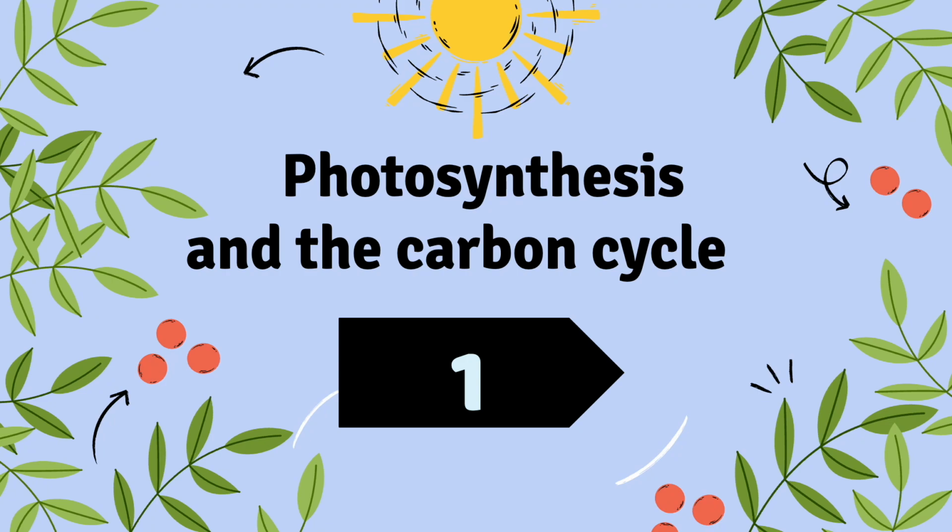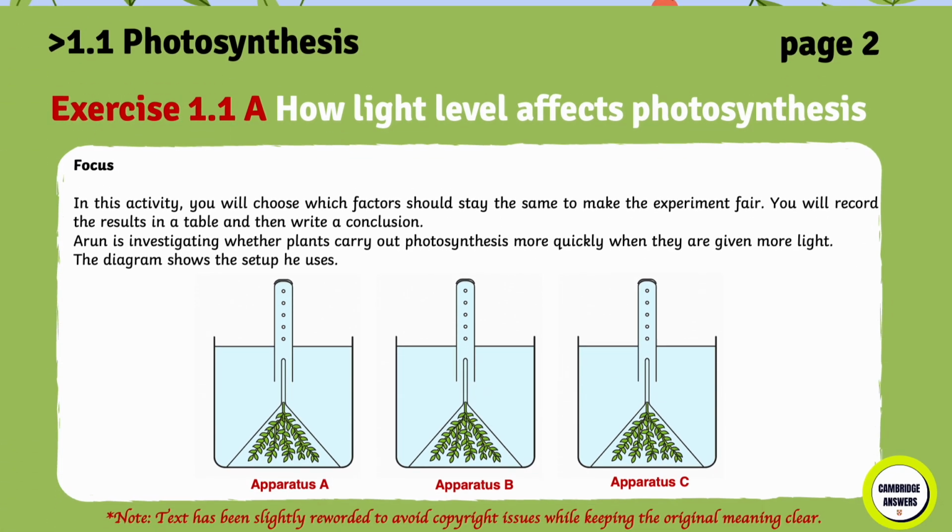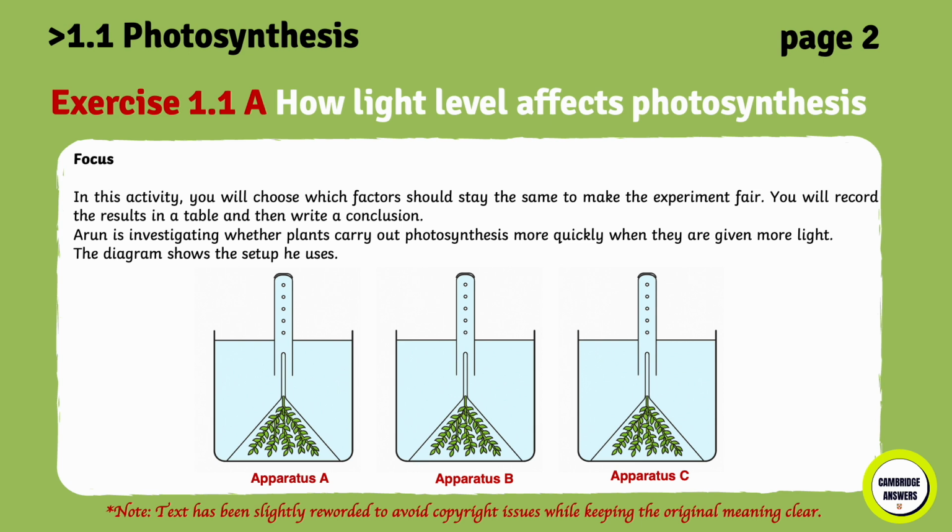Chapter 1: Photosynthesis and the Carbon Cycle. Here we go with exercise 1.1a, how light level affects photosynthesis. Arun wants to find out if plants photosynthesize more quickly when they are given more light.